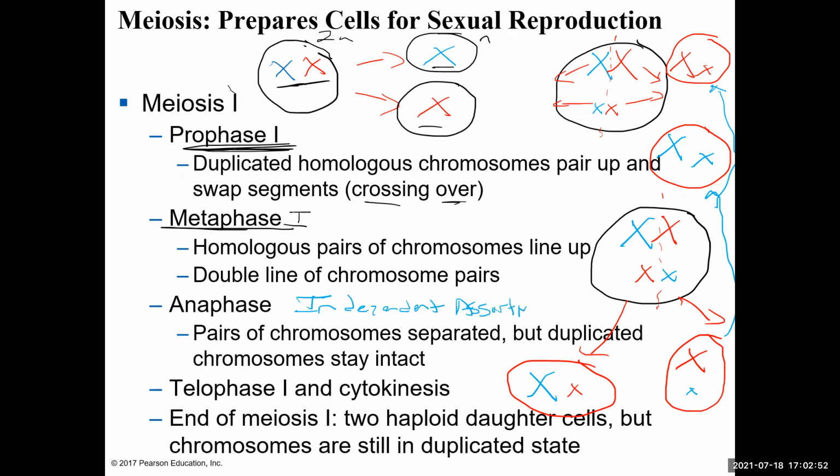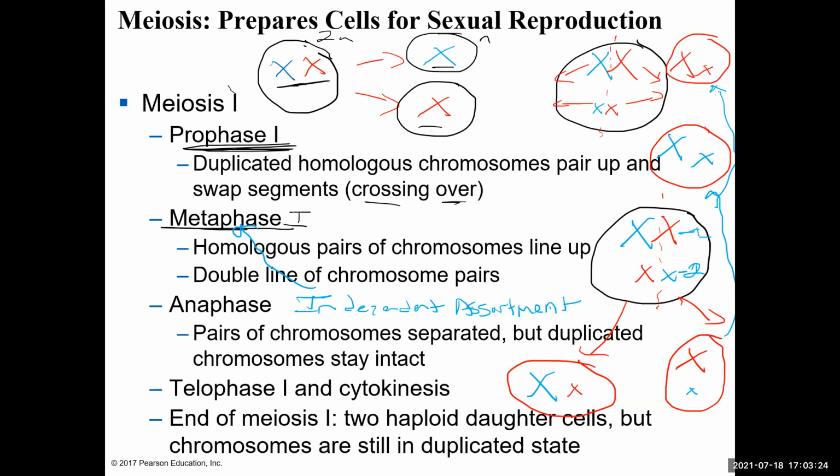Okay, this independent assortment only happens in metaphase 1, because after metaphase 1, the homologous chromosomes are split, and they can't independently assort. Basically, what independent assortment is saying is that if you get the maternal copy of, say, chromosome number 1, that doesn't mean that you're going to get the maternal copy of chromosome number 2. The cell could have the paternal copy of chromosome 2, right?